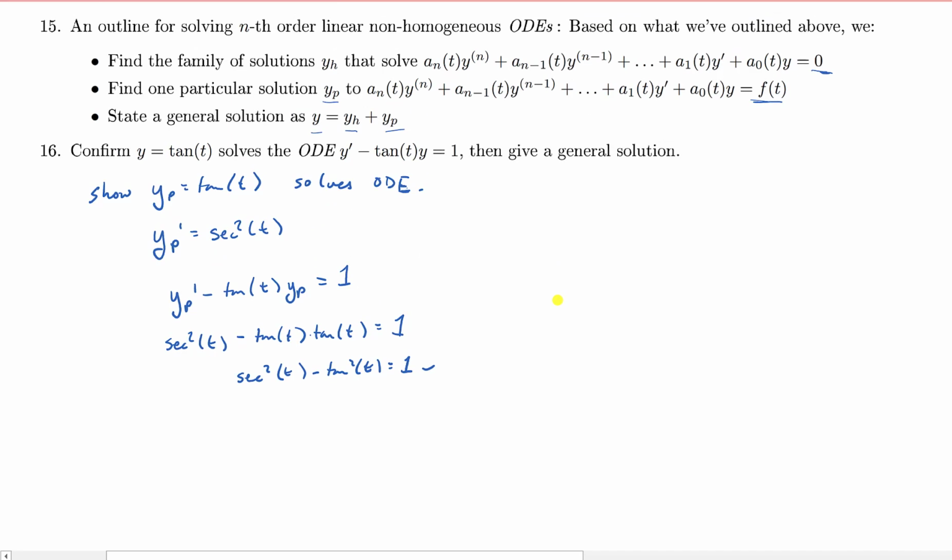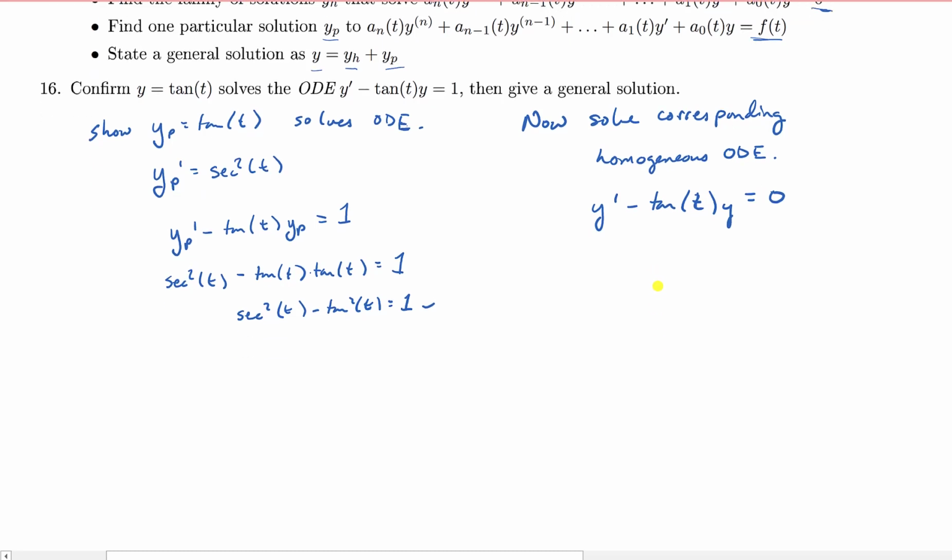Okay? So I'm running through these steps. We've got a particular solution. Now I need to find the family of homogeneous solutions. So now solve the corresponding homogeneous equation. So now we're going to solve the corresponding homogeneous equation by setting y prime minus the tangent of t times y set equal to 0 because we're solving the corresponding homogeneous. That's why we've set it equal to 0 here.